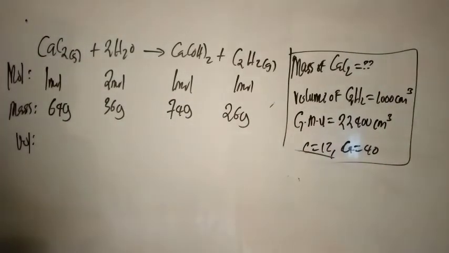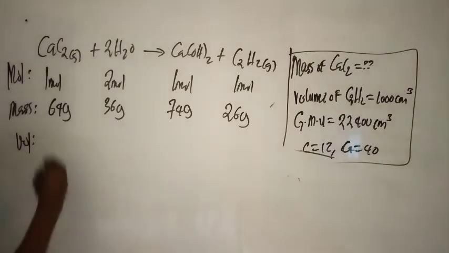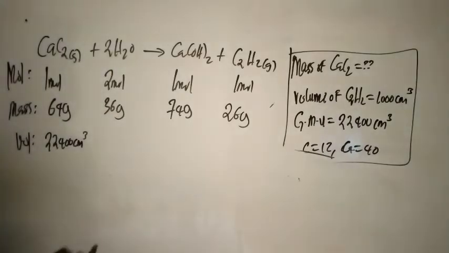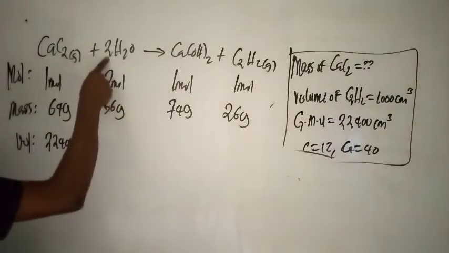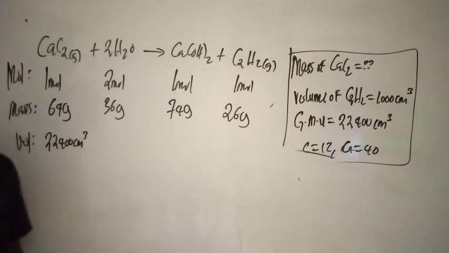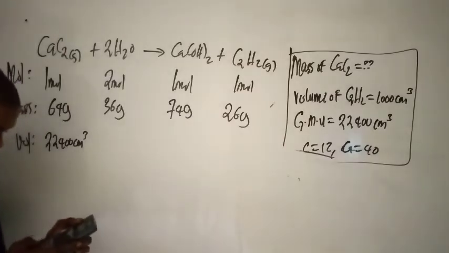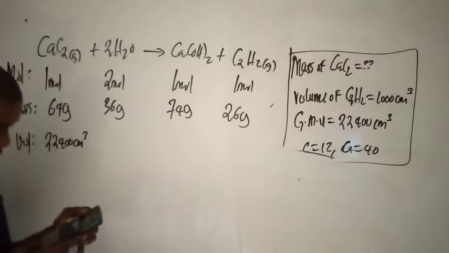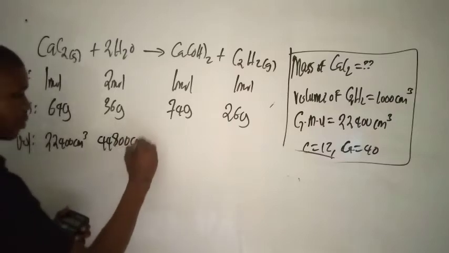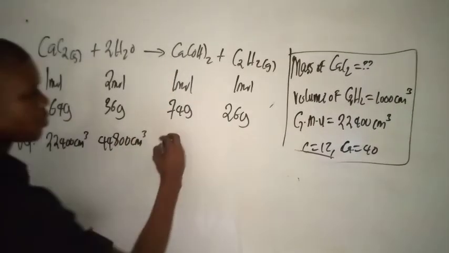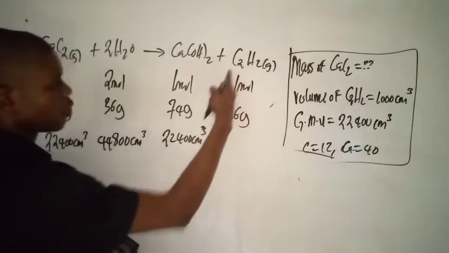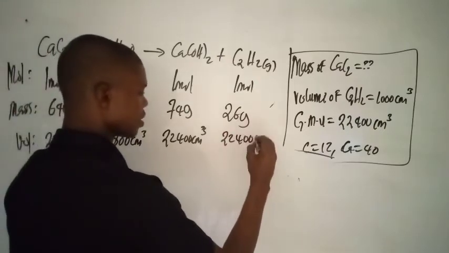How many moles do we have here? Here we have 1, right? So it's going to be 22400 cm cubed. The same thing here for water. Here I have 2. So for me to get the volume here, again, I'm going to be 2 times 22400, so here I have 44800 cm cubed. The same thing here. Here we have 1, so it's going to be 22400 cm cubed. Here we have 1 also, so it will also be 22400 cm cubed.